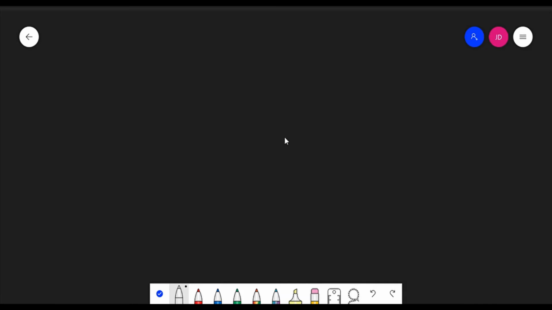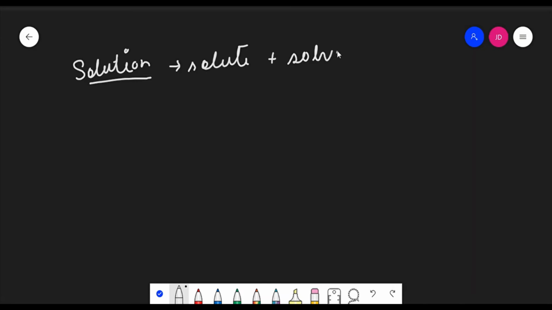So before going to the next part, let us see two things. Something called a solution. We already got it in class 9. It was solute plus solvent. I already told you how to count it. Solute is 6 letters, solvent is 7 letters. That means solute was the less amount, like let's say salt, and solvent was the more amount, let's say water. That means we are mixing salt in water.